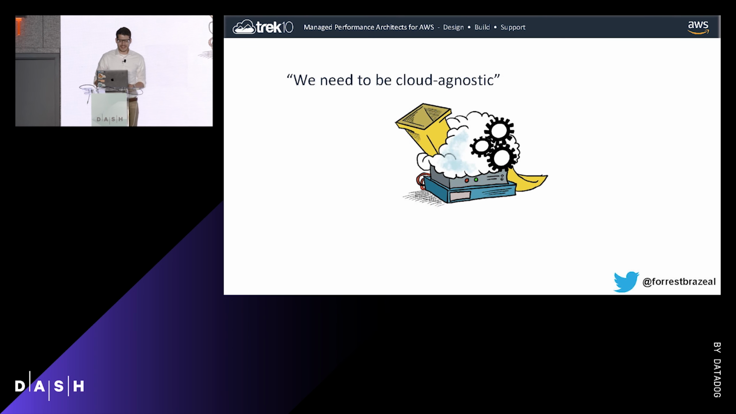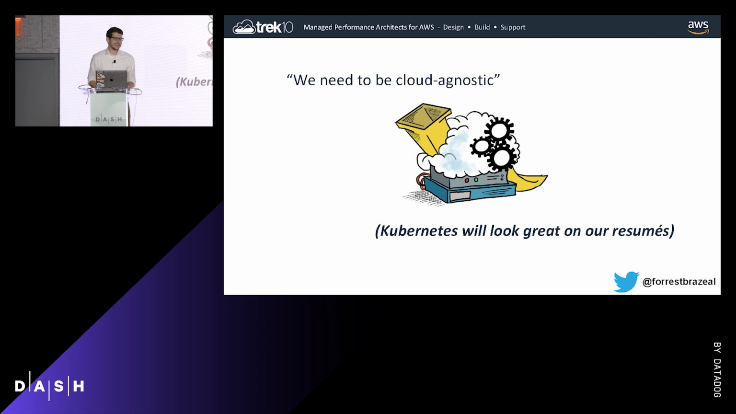All right, so I hear this a lot. We need to be cloud agnostic. This is something that people say a lot. Turns out you put that through the Serverless Migration Translator, what it sometimes means is Kubernetes will look great on our resumes, right?